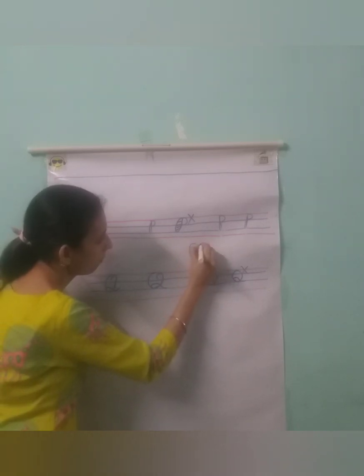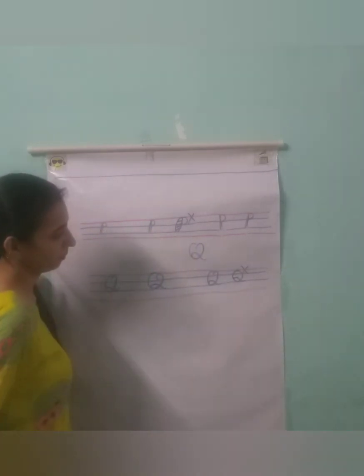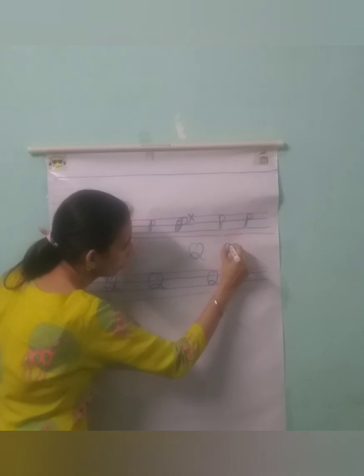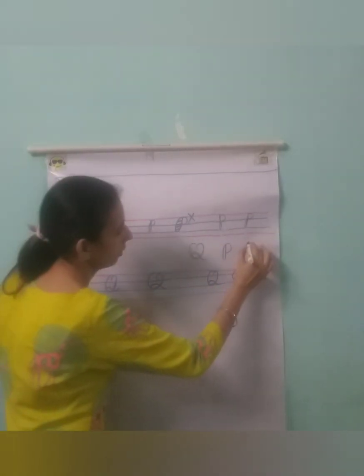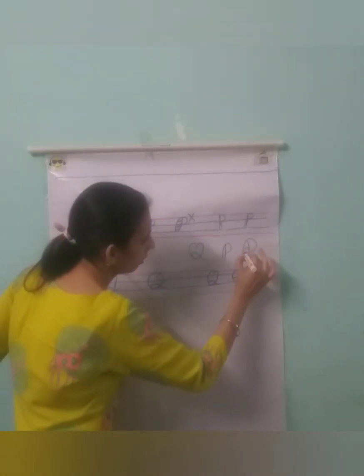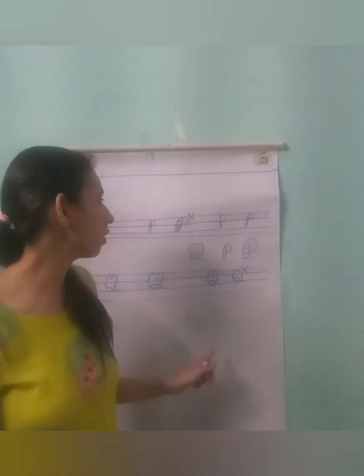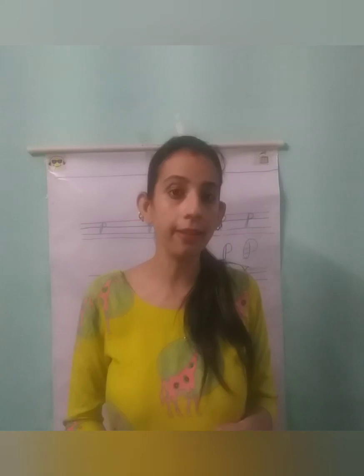Go up. Come back and turn. This is Q and this is P. This should not be done. This is wrong. Okay, so this is your cursive. You have to write P and Q.